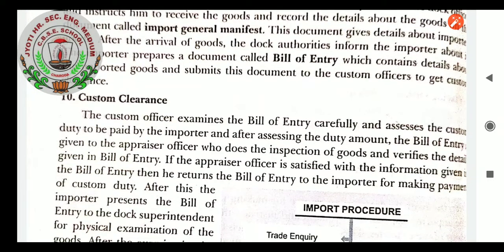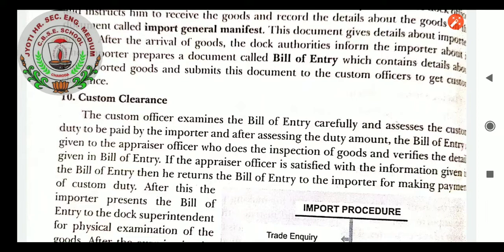Custom clearance. The custom officer examines the bill of entry carefully and assesses the custom duty to be paid by the importer. After assessing the duty amount, the bill of entry is given to the appraiser officer, who does the inspection of goods and verifies the details given in the bill of entry. If the appraiser officer is satisfied, then he returns the bill of entry to the importer for making payment of custom duty.